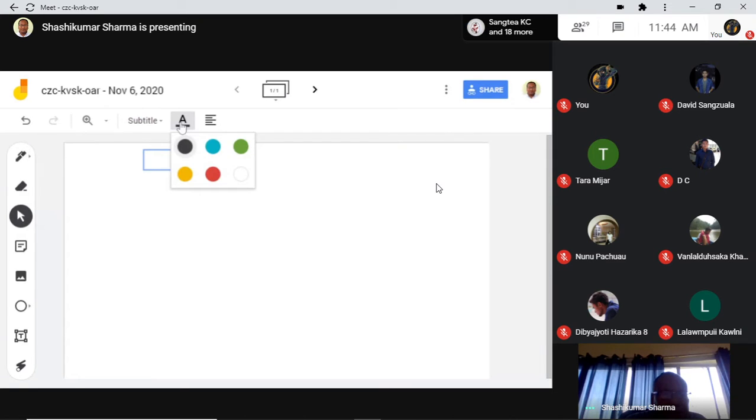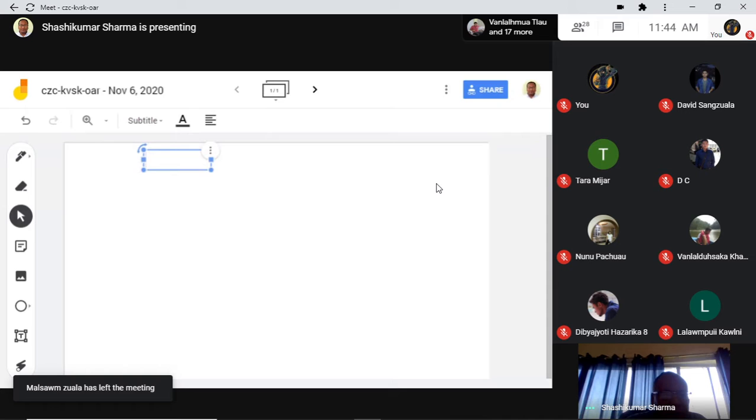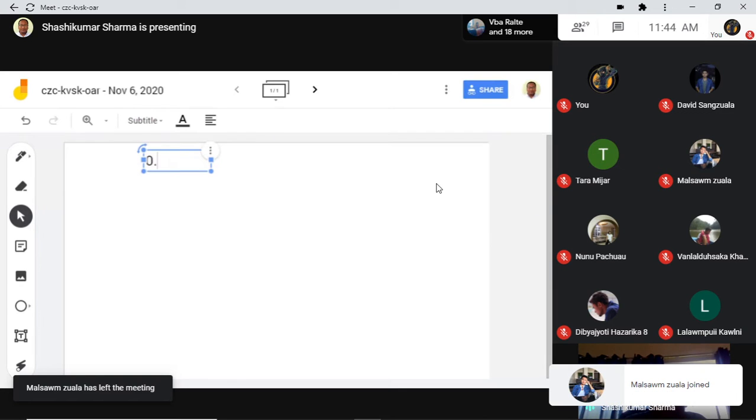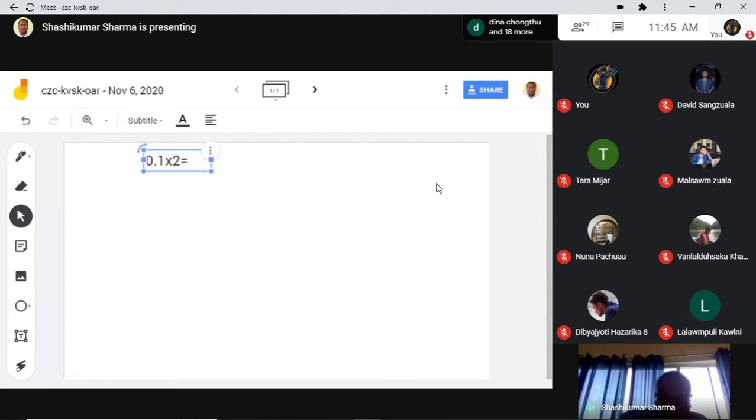So what you have is 0.1 x2 is equal to how much? 30. Okay. So when x1 is equal to 0, now let us draw the same thing and let us see out here. Now let us draw the same table.